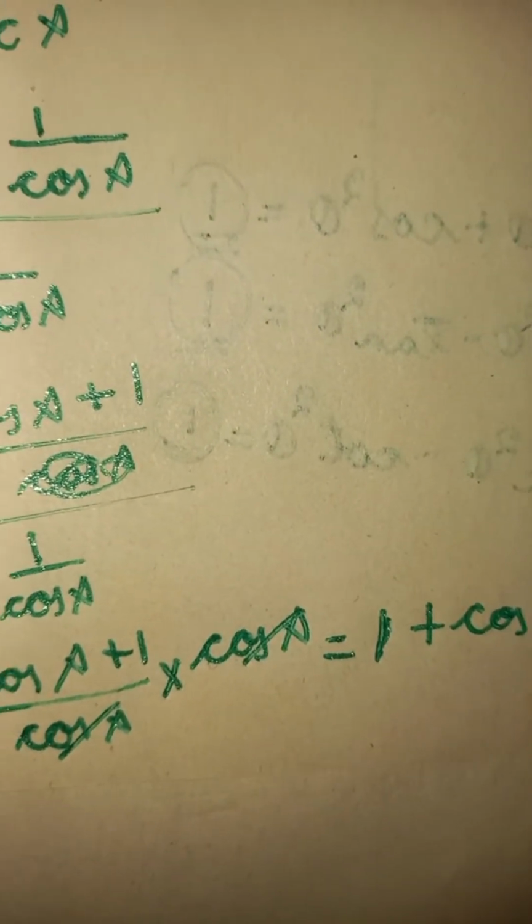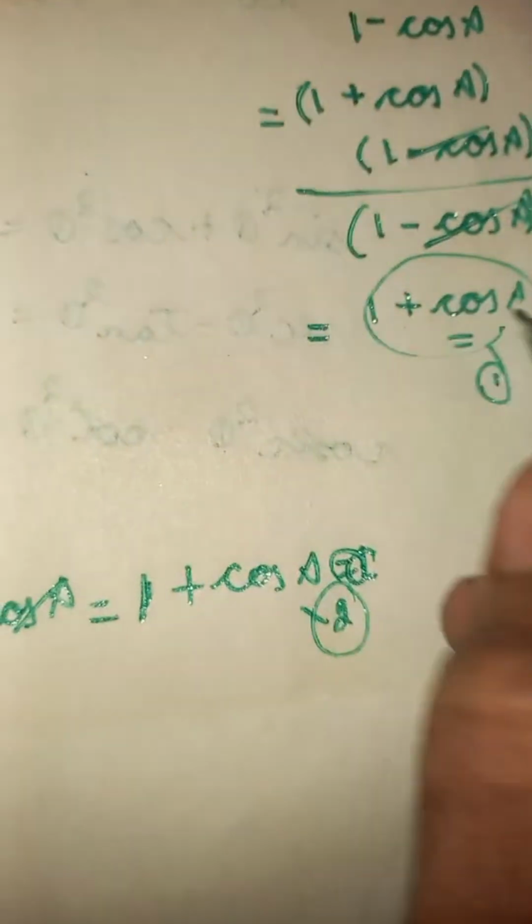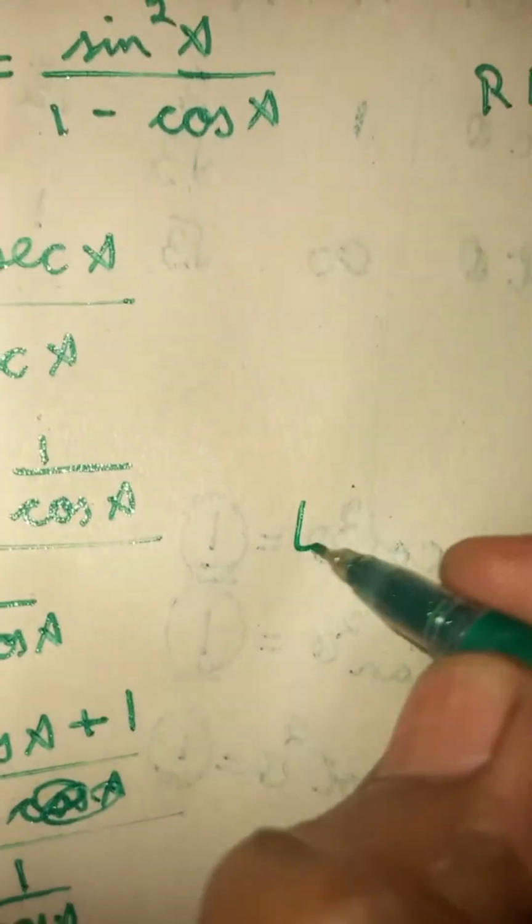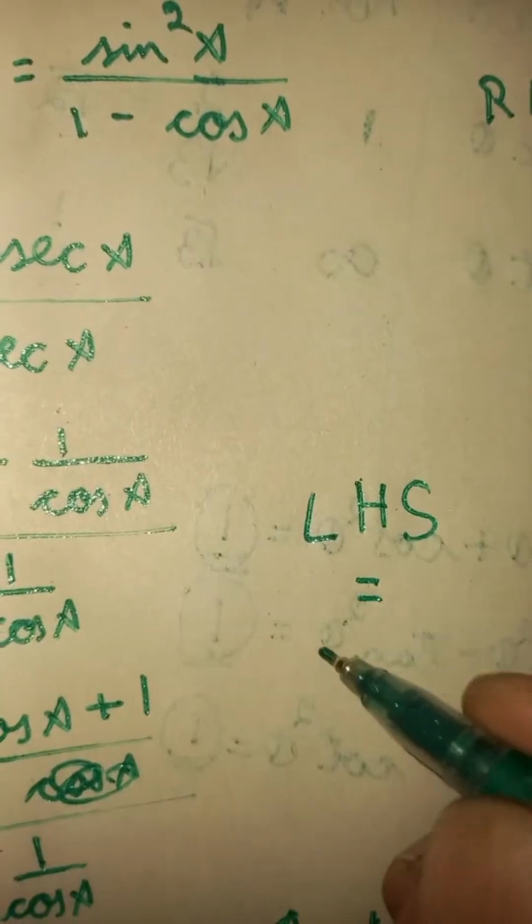This is equation 2. 1 and 2 are the same, 1 plus cos A, 1 plus cos A. So LHS will be equal to RHS.